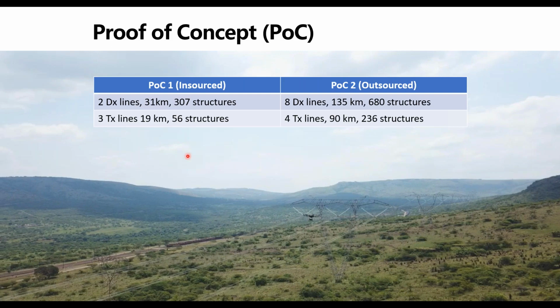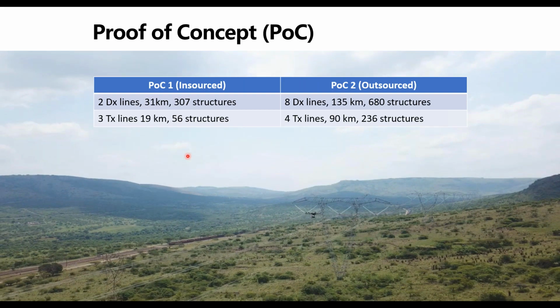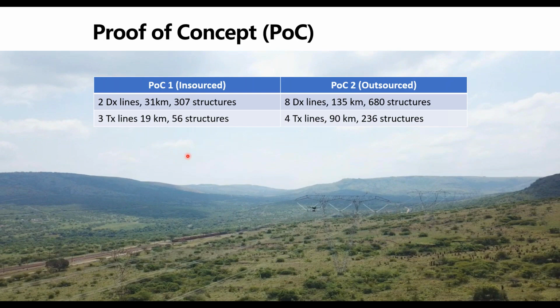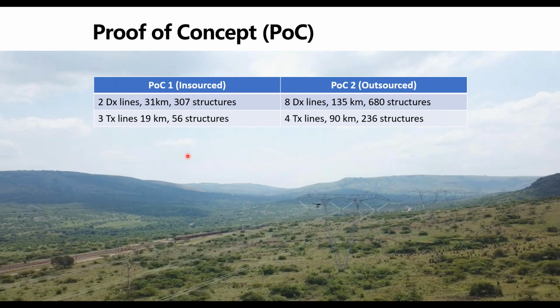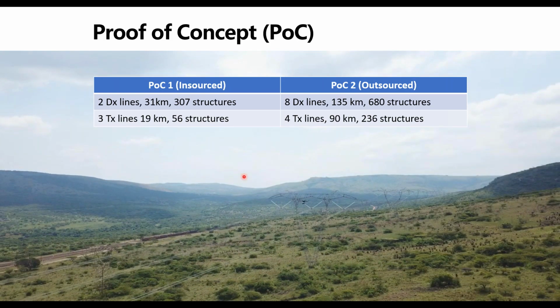So during our proof of concept, which is a number of field trials we've done with the team, we did it in two phases. The first one was done by ESCOM staff, mainly the team from research, collaborating with the line division teams. We had a very narrow time frame for this one. This is what we managed to do: 2 lines from distribution, 31 kilometers, and this number of structures, and for transmission 3 and these distances.